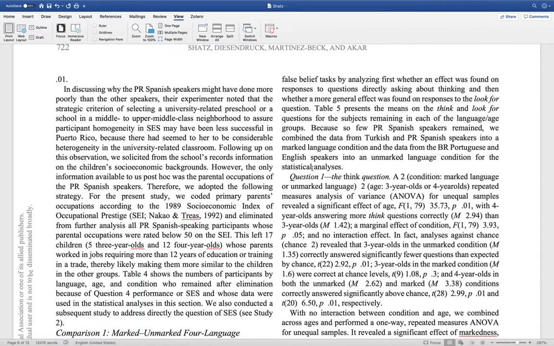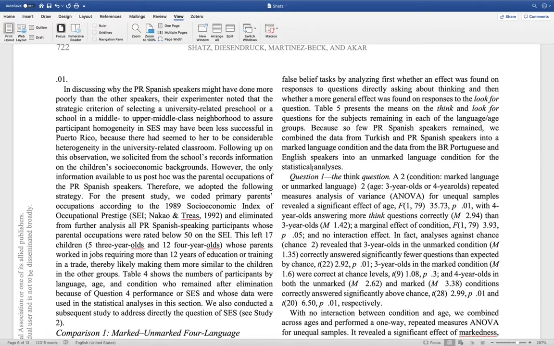Table 5 presents the means on the think and look for questions for the participants remaining in each of the language age groups. Why did I skip subjects there? Because you're not rats. These kids are not rats. They're participants. In general, we shouldn't call people subjects. We should only use that for like rats and mice and fish.